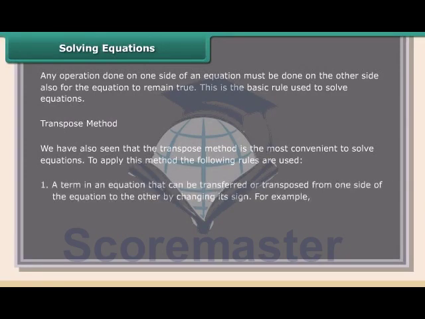1. A term in an equation can be transferred or transposed from one side of the equation to the other by changing its sign. For example, if x minus 12 is equal to 5, then x is equal to 5 plus 12. If x plus 1 is equal to minus 2x, then x plus 2x is equal to minus 1.